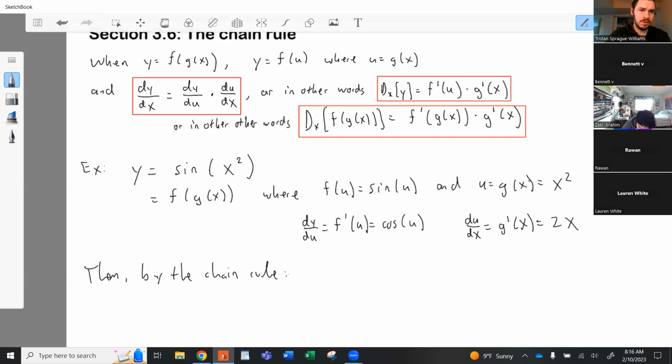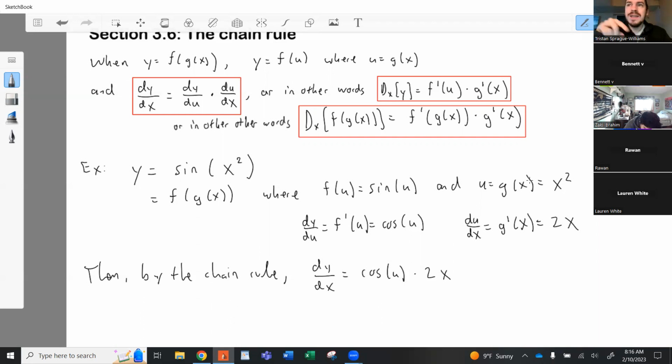By the chain rule, the derivative of y with respect to x is going to be the derivative of y with respect to u, which is cosine of u, multiplied by the derivative of u with respect to x, which is 2x. Like that, cosine of u times 2x.